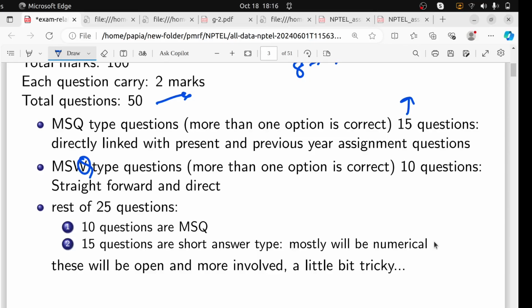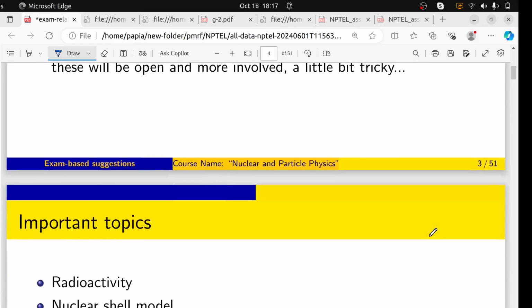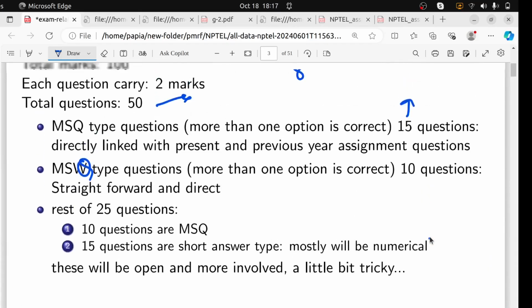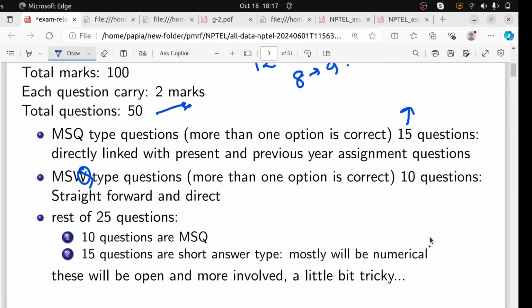These 25 questions will be a little more open and more involved on the topic, and can be a little tricky. Don't be afraid of that. Tricky means it's not that tricky, like let's say a UPSC exam. It will not be that level, but you can do it. Okay, if it is clear to all of you how these 50 questions are distributed, then we can go to the next slide.